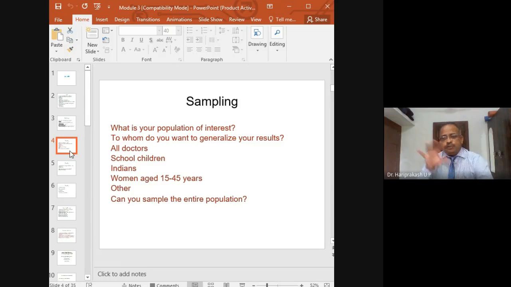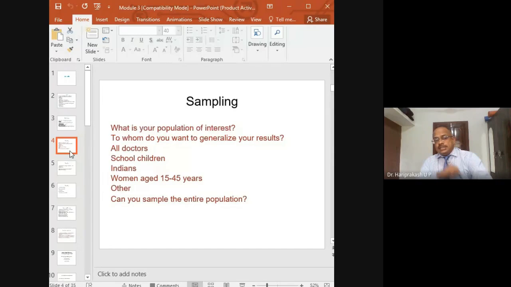School children. Suppose your study is related to school children. You want to study the usage of mobile games among school children. You are doing a study on that: how much time these young kids spend on mobile games. Then school children become your population. Suppose any study that you want to find out and generalize to Indians. Okay. Indian food habits. You want to study Indian food habits.